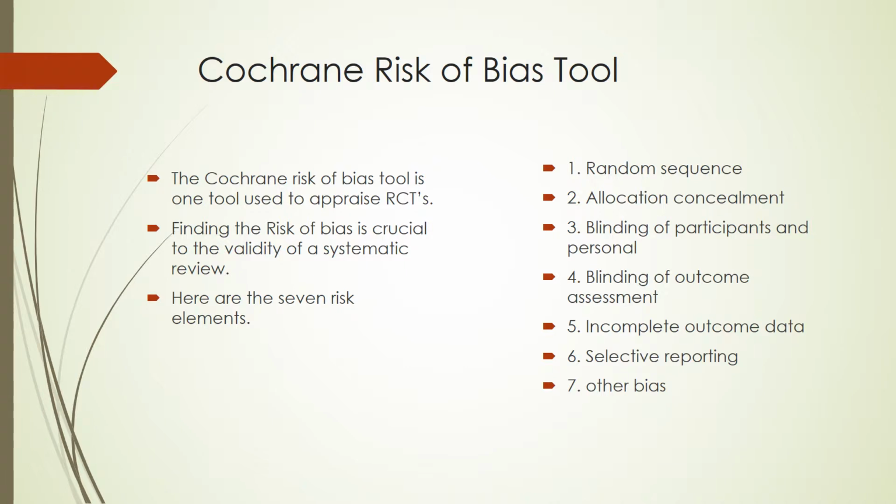The Cochrane Risk of Bias tool is what's used to appraise an RCT. It's not the only tool, but I'll just be briefly discussing this one. Within this one, there are 7 risk elements, and very briefly you can see them over on the right on this slide: random sequence generation, allocation concealment, blinding of participants and personnel, blinding of outcome assessment, incomplete outcome data, and selective reporting are the biases.